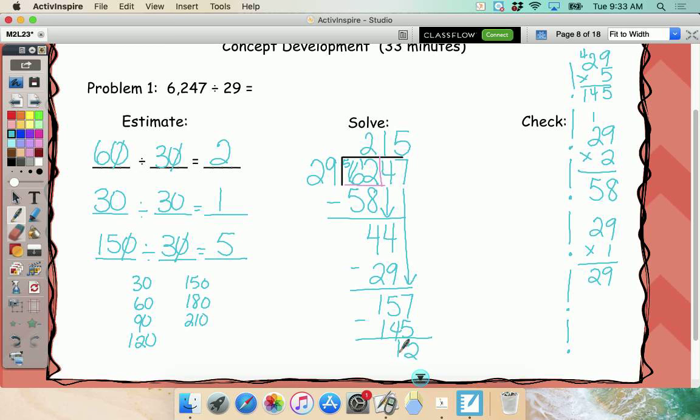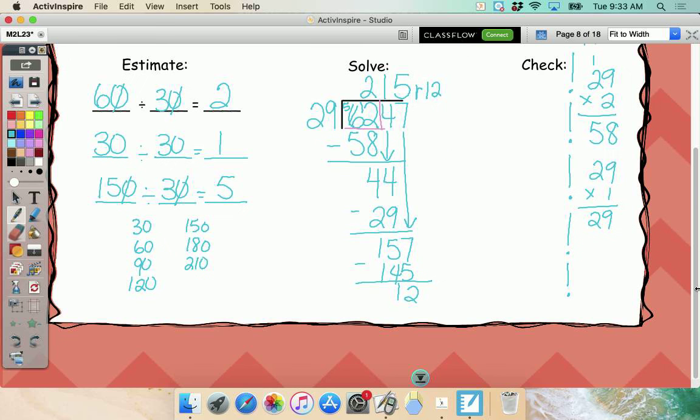Is 12 less than 29? Yes. Okay, write it down and then I want you to get your highlighter. Adam, do not highlight this 12. Do it at the bottom.